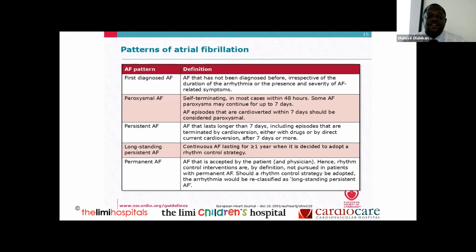And in this group of patients, rhythm control strategy can be adopted. And permanent AF, when there is an agreement between the doctor and the patient that rhythm control strategies are no longer pursued. And here we are now going into rate control strategy. So at that point, the atrial fibrillation is now labeled permanent atrial fibrillation. So going back to the first question for our poll, the poll said the patient has been having it for 2 weeks. So for that patient, based on timing, it is a persistent atrial fibrillation because the patient has been having the problem for about 2 weeks.